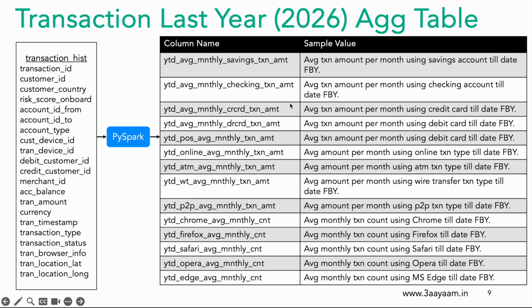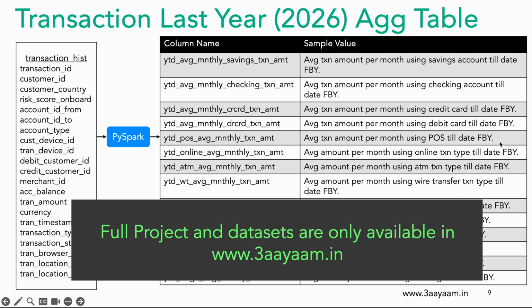There is one more set of columns which is YTD average monthly savings transaction amount, which means the average transaction amount per month using savings account, then checking account, credit card, debit card, etc. This should be POS actually, it should not be debit card. So it should be using POS till date from beginning of year.